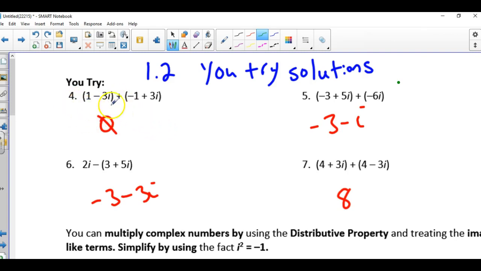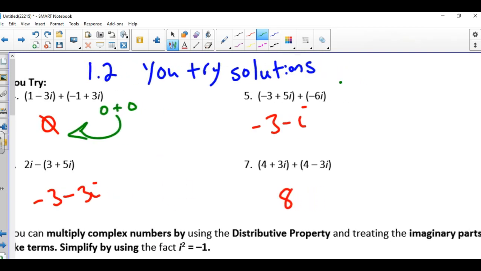So right here, number 4, you try. We're just going to do the operation. This one says plus. All right, so I have real with real, imaginary with imaginary. So I have 1 plus -1. 1 plus -1, guys, is 0. And then I have imaginary -3i plus 3i. So -3i plus 3i is 0. So 0 plus 0 is 0.